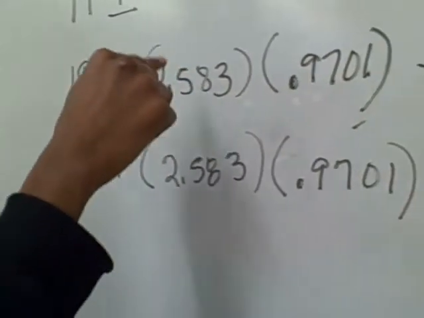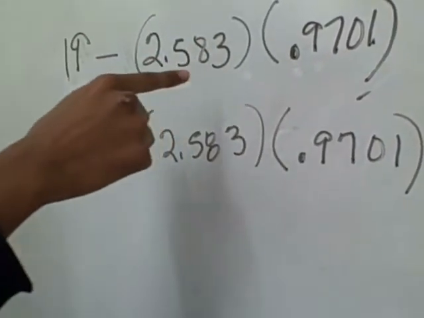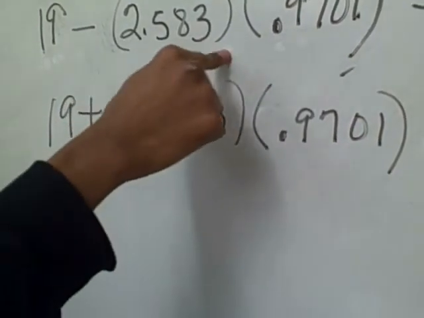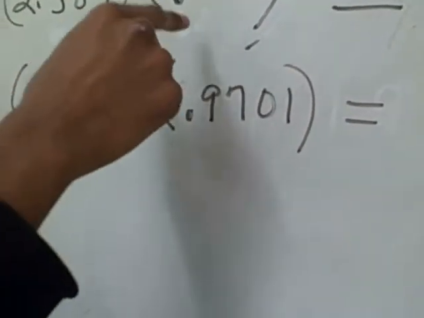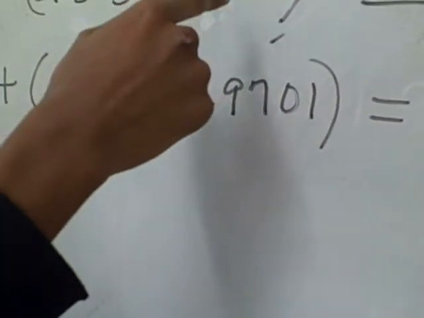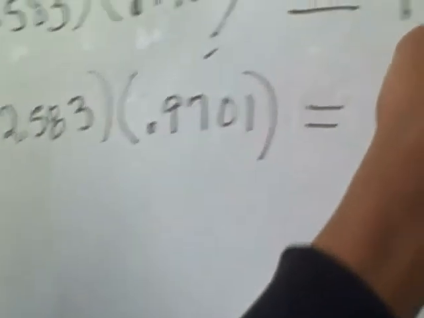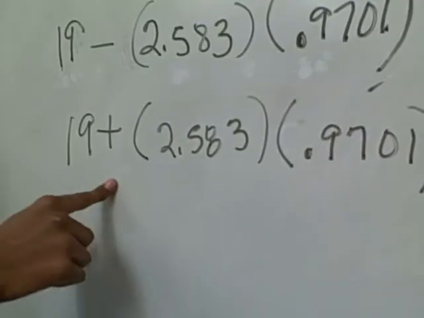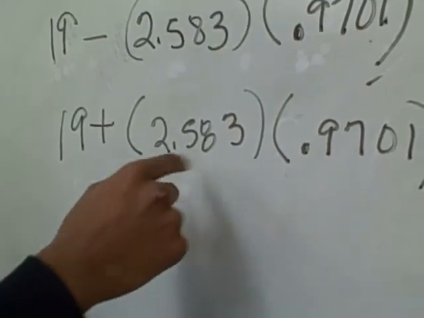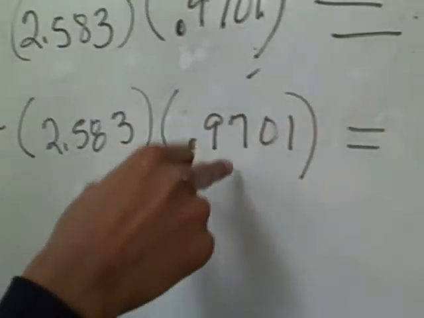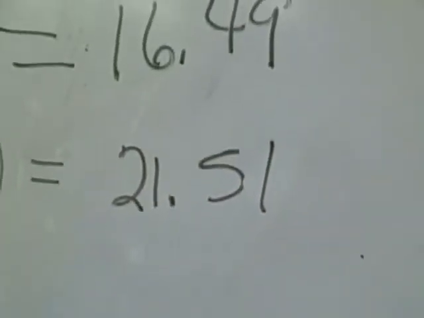the population mean subtract by the confidence interval times your standard deviation equals 16.49. 19 plus 2.58 times 0.9701 equals 21.51.